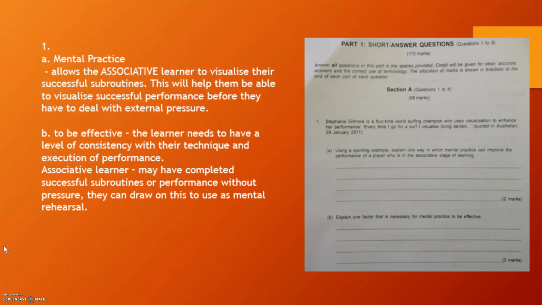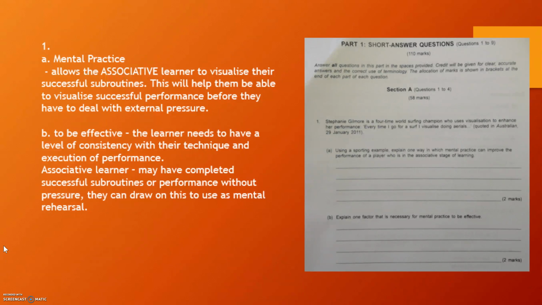So I've looked at mental practice allows the associative learner, remembering associative can't really deal with opposition players as yet. So this allows them to visualize successful subroutines. This will allow them to visualize successful performance before they have to deal with external pressure. Second question is explain one factor that is necessary for a mental practice to be effective.